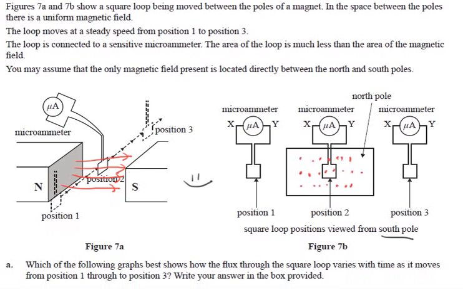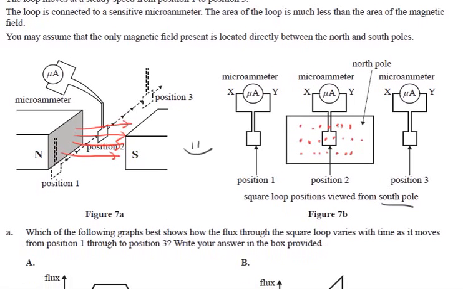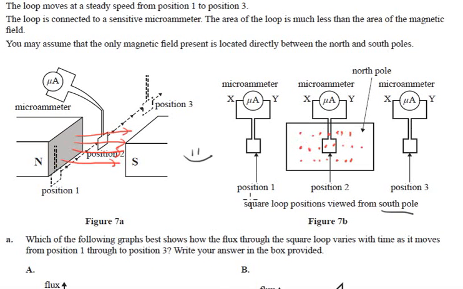So what's the first question asking us? Which of the following graphs best shows how the flux through the square loop varies with time as it moves from position 1 to position 2 to position 3? Well, before we even start looking at the possible answers, we see here there's no field lines. Now flux is equal to the field lines through the loop times the area. At the moment there's no field lines through the loop, so in position 1 there's nothing, no flux. Flux equals 0. Position 3, flux equals 0 as well. It's out of it. And in here we've got the full amount of flux.